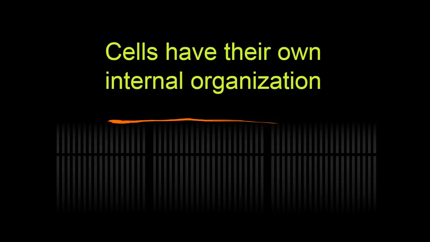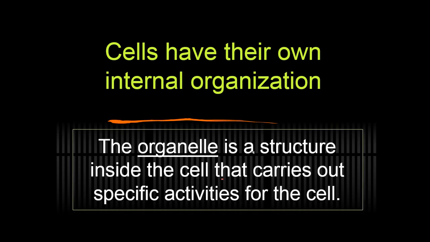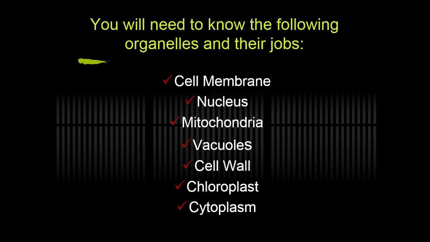Now that we've talked about the organization of a whole organism, now let's go into one single cell and talk about the organization inside that cell, because they have their own internal organization. The organelle is a structure inside the cell that carries out specific activities for the cell. It's kind of like the organs of the cell. You'll need to know the following organelles and their jobs. You'll need to know the cell membrane, the nucleus, the mitochondria, vacuoles, a cell wall, chloroplast, and cytoplasm.